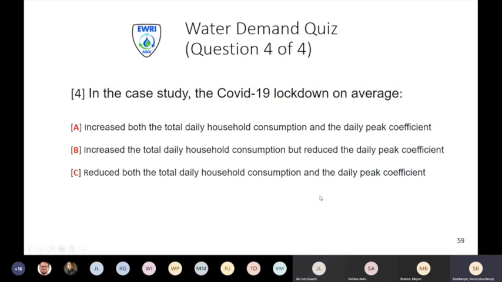So this is from Stefano's presentation, which we just heard on the case study of the COVID-19 lockdown in Italy. And on the average, what did they discover? That A, there was an increase in both the total daily household consumption and the daily peak coefficient. B, there was an increase in total daily household consumption, but a reduction in the daily peak coefficient. Or C, a reduction in both household consumption and daily peak coefficient. I think his question is the hardest one of all. So you've got the three choices, A, B, or C, regarding the water demand behavior from the lockdown in Italy. And please make your choice.